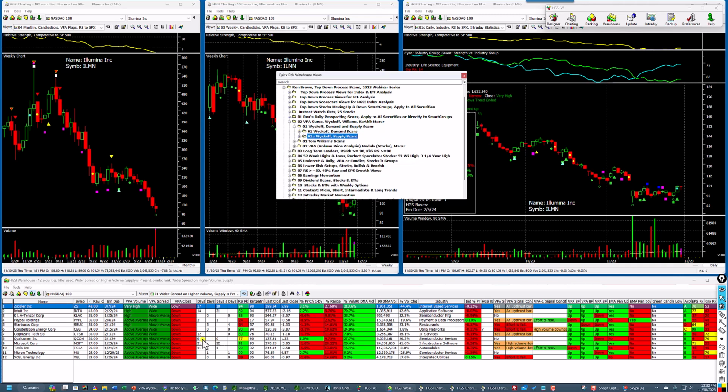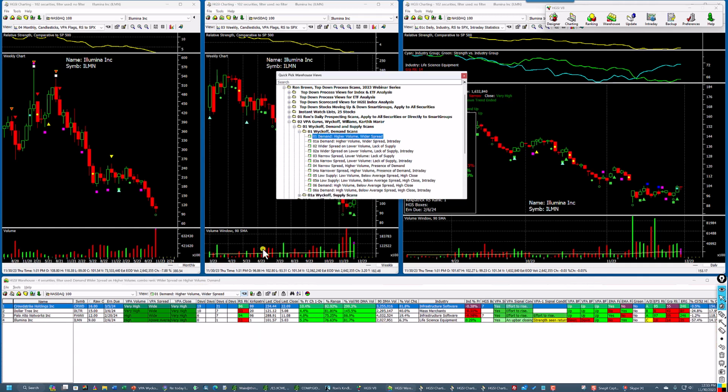Look for crossovers. When there's demand and a crossover day, that means that there is good volume coming in to the stock.